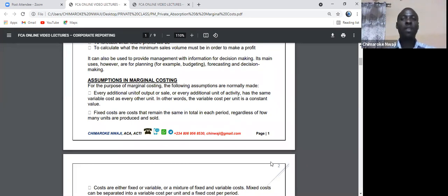Now, if you are to make one loaf of bread in a factory where you paid maybe 100,000 naira as your monthly rent, and for that month you decide to make just one piece of bread, your fixed cost of 100,000 naira remains. If you decide not to produce, you will still incur that cost. If you decide to produce 10,000 loaves of bread, you are still going to incur that cost.